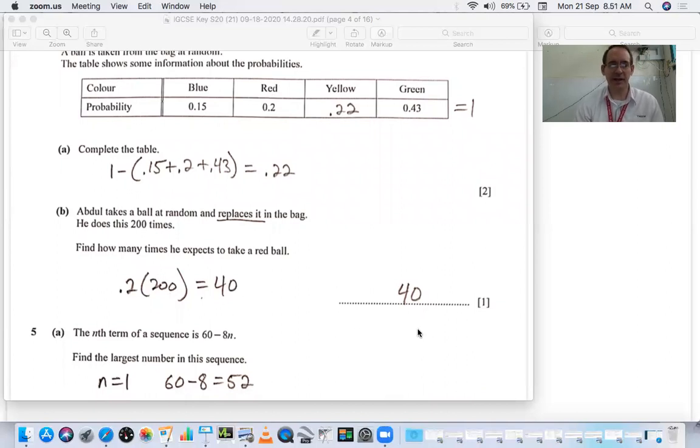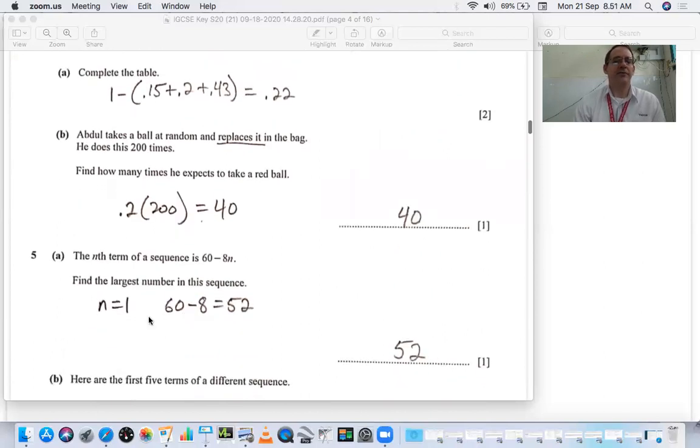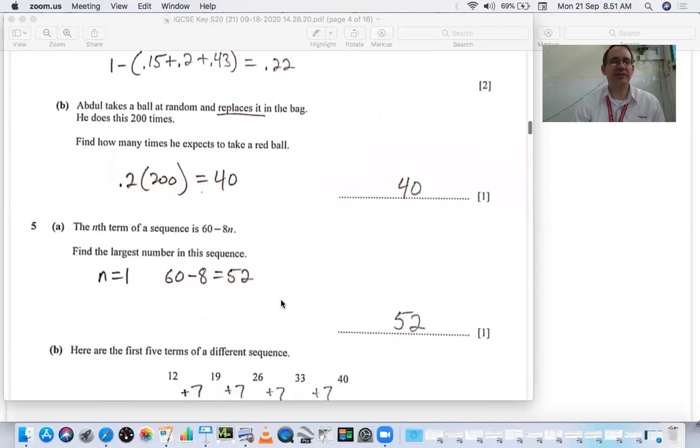The nth term of a sequence is 60 minus 8n. Find the largest number in this sequence. Well, you should notice that the bigger the number, the more you're subtracting.